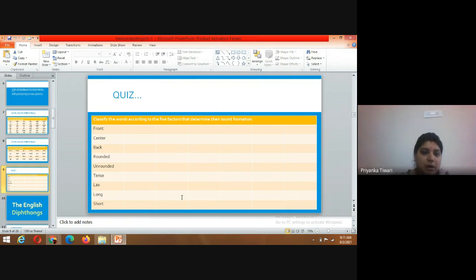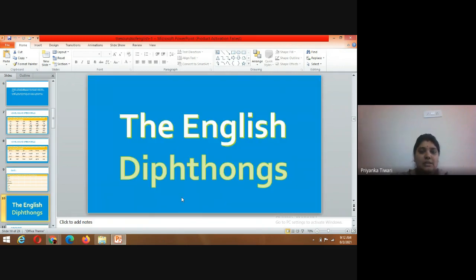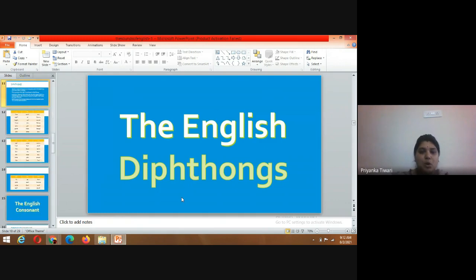Now, some quizzes: classify the words according to the five factors that determine their sound formation: front, center, back, rounded, unrounded, tense, lax, and long and short. Now we will discuss the English diphthongs.